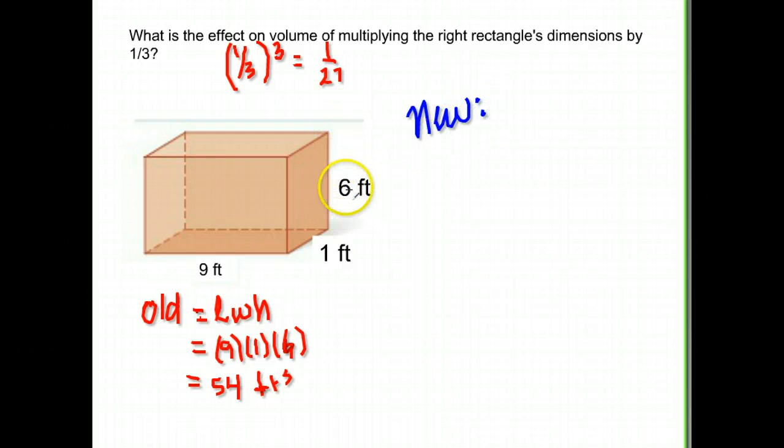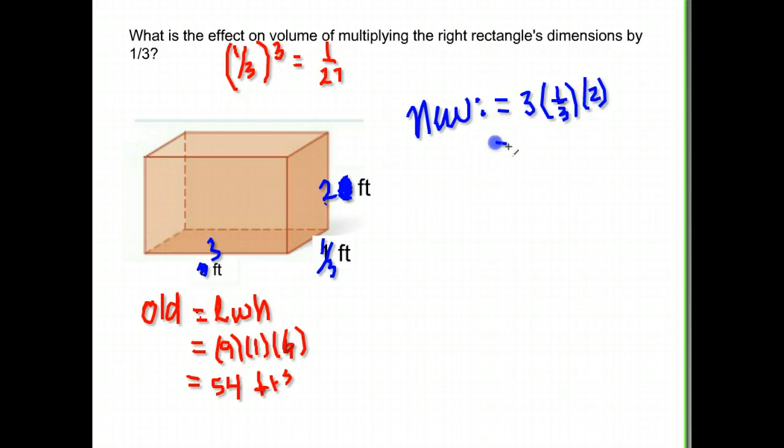Okay, we need to multiply all these by 1/3, which divides them by 3. So 6 divided by 3 would drop this to 2 feet. 1 times 1/3 would drop this to just 1/3. And 9 times 1/3 would divide that by 3, so it would be 3. So my new dimensions are 3, 2, and 1/3. So the new volume would be 3 times 1/3 times 2. 3 times 1/3 is 1, times 2 is just 2.